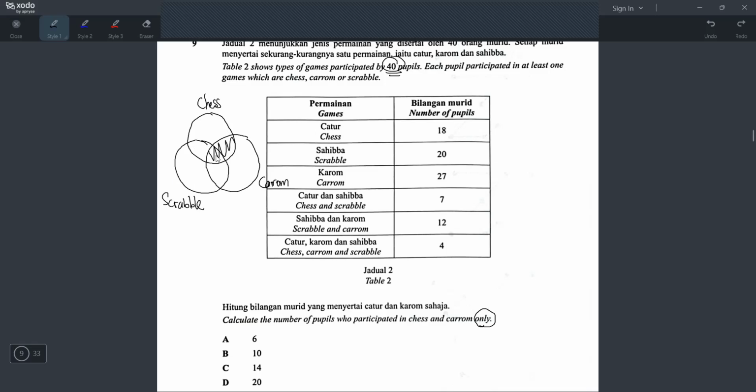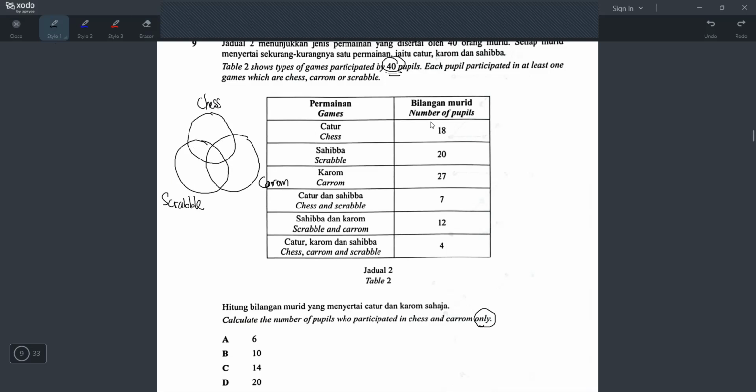But what if I erase the middle? What about this? What if the shaded region is just like this? This one is chess and carom only. The word only is so important in this type of question. The word only is very important.